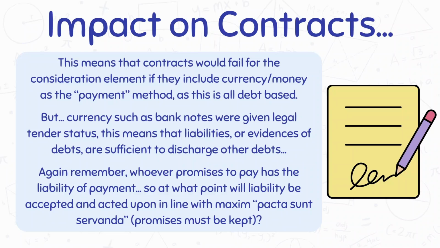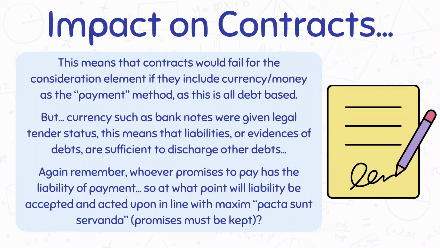As it's not payment in fact, you can see that by law, liabilities or evidences of debt have become sufficient to discharge other debts. Again, remember though, these are liabilities and evidences of debt which someone else has made a promise on, which means that they are the ones with the ultimate liability to pay. The question then arises, at which point will the liability be accepted and then acted upon by the one who made the promise? At what point will these promises be acted upon and actually fulfilled? Because as it stands, they're all unfulfilled promises.